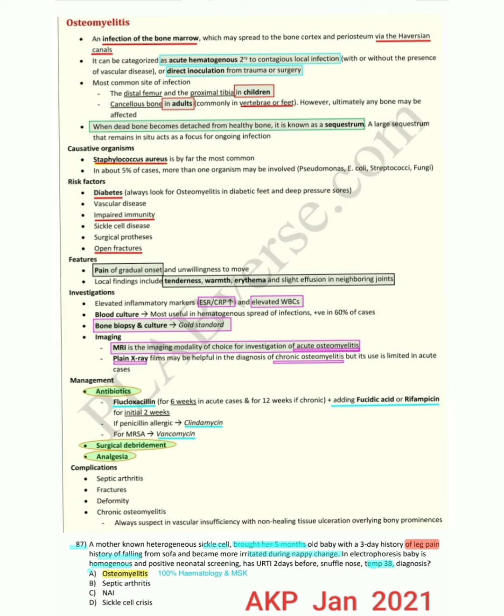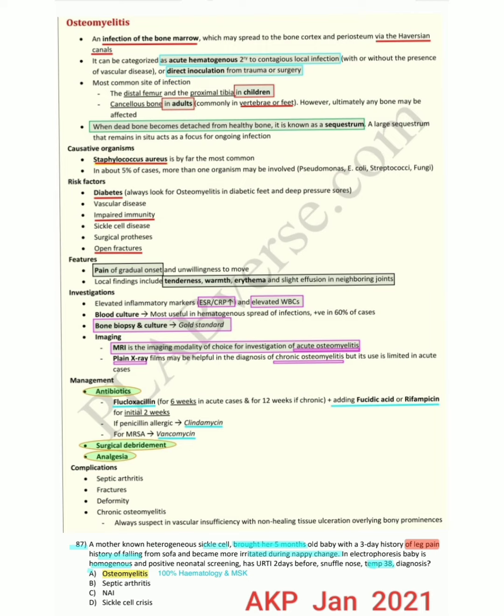Management: antibiotics, that is flucloxacillin for 6 weeks in acute cases and for 12 weeks in chronic. Adding fusidic acid or rifampicin for the initial 2 weeks. If penicillin allergic, then clindamycin. For MRSA, vancomycin. Surgical debridement and analgesia.